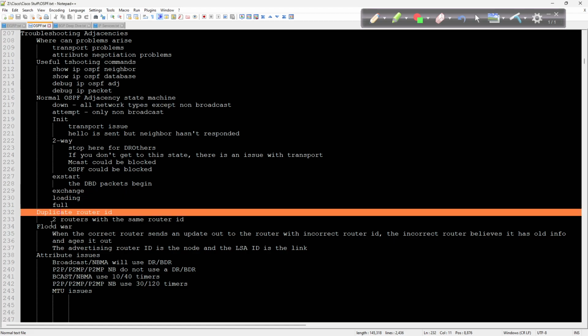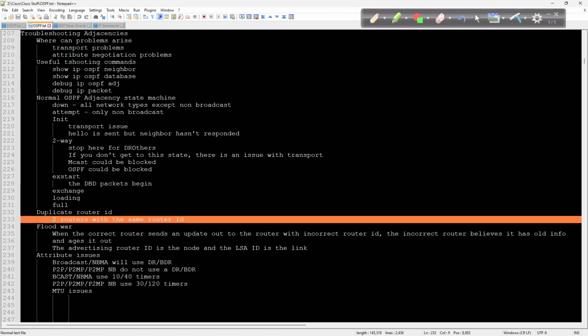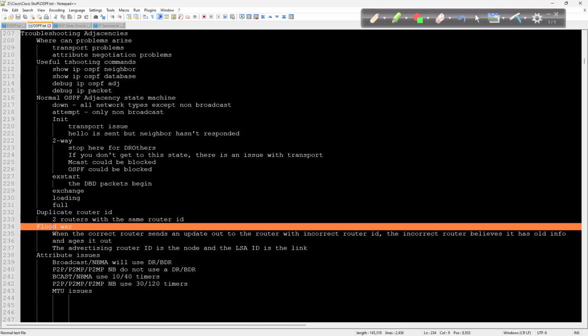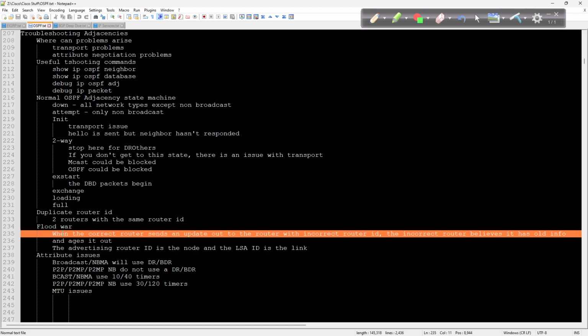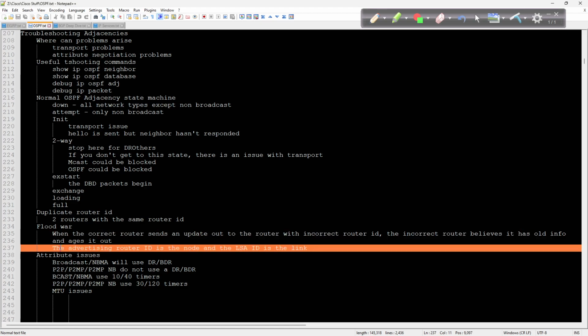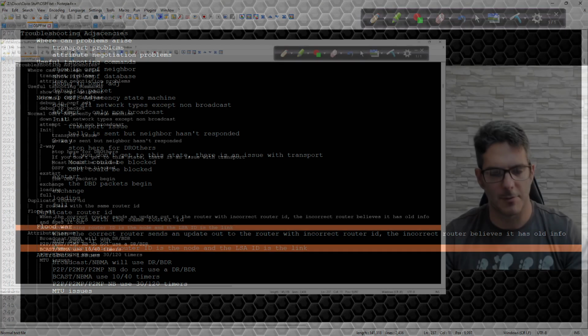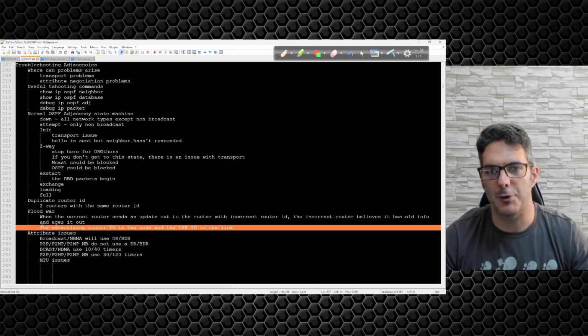Duplicate router ID. Two routers with the same router ID. So if you see this, then you potentially could run into what they call a flood war, where when the correct router sends an update to the router with an incorrect router ID, the incorrect router ID believes it has old info and ages it out. The advertising router is the node and the LSA ID is the link. So just one of those things to keep in the back of your mind is make sure that every one of your routers in your OSPF domain, regardless of how many process IDs and regardless of how many areas, has its own unique router ID.